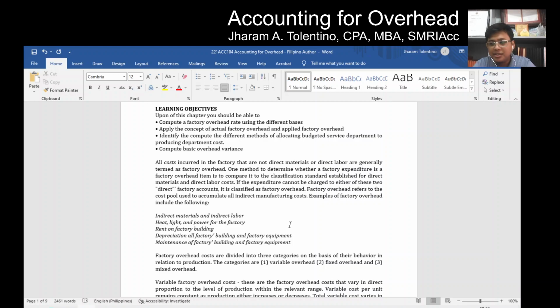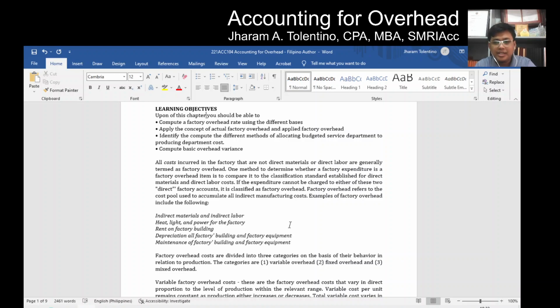Check mo kung whether it is classified as direct materials or direct labor. Pag hindi, automatic factory overhead. Kumbaga, trash bin siya, no? Basta hindi siya pumasok dun sa definition ng direct materials and direct labor, factory overhead siya.